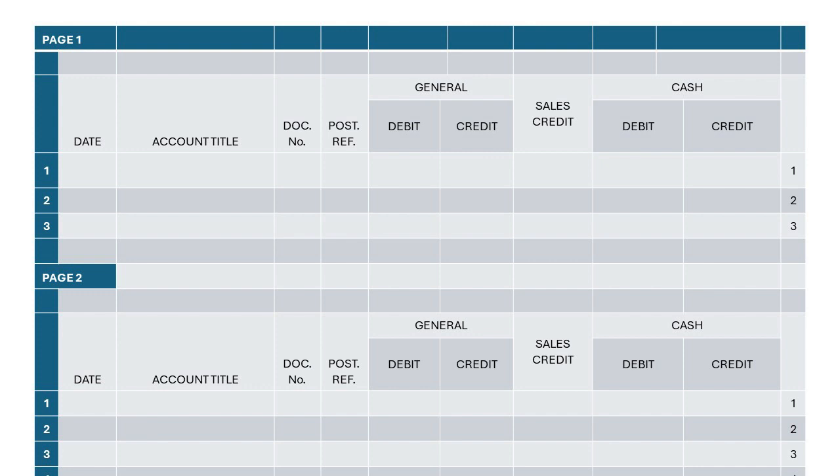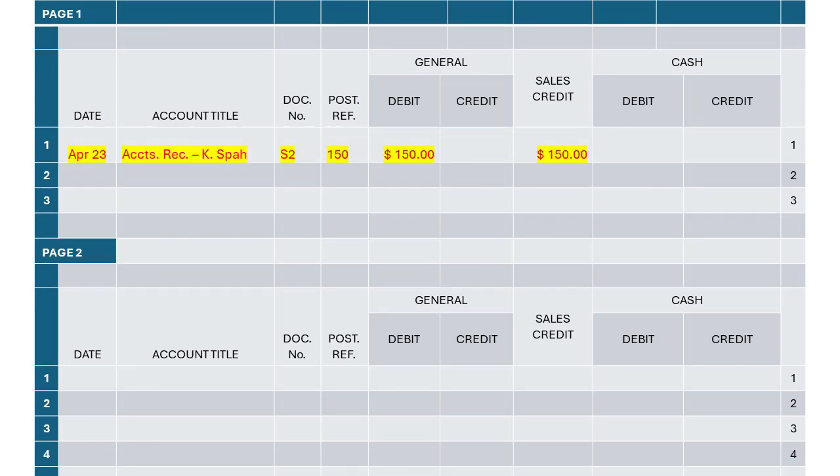So, Transaction 1, April 23rd, sold services on account to K-Spa, $150 S2. On page 71 in the textbook, you can see an example. We put down the date, April 23rd. The account title is Accounts Receivable K-Spa and the document number S2 for sales invoice number 2. We put $150 under the general debit and $150 under sales credit.